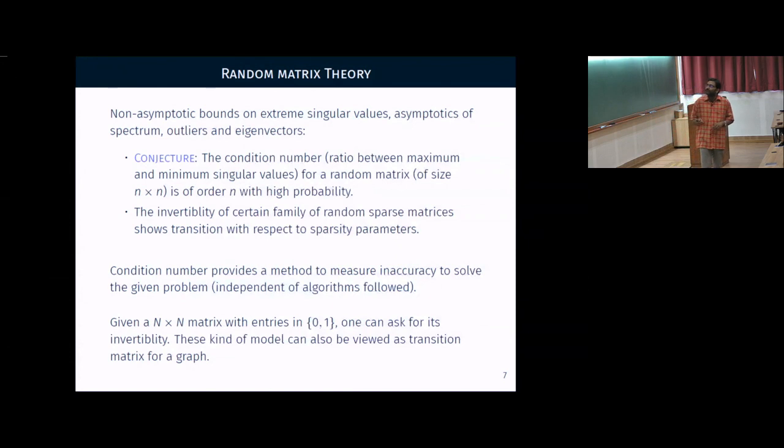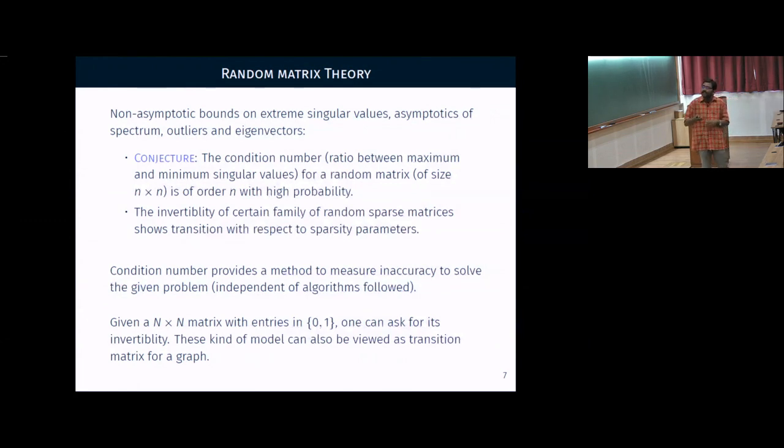There are other kinds of problems also. For condition numbers, we mostly need only the lowest and highest singular values. But in principle, one can ask a similar question for the next lowest, next highest, and these kinds of problems are there. You can ask for k number of singular values, how they behave.